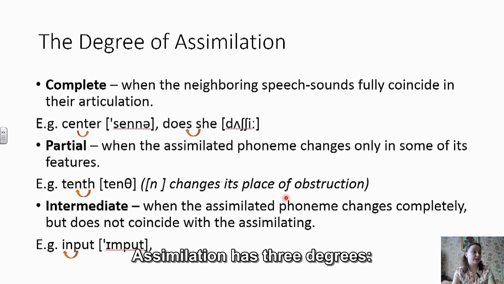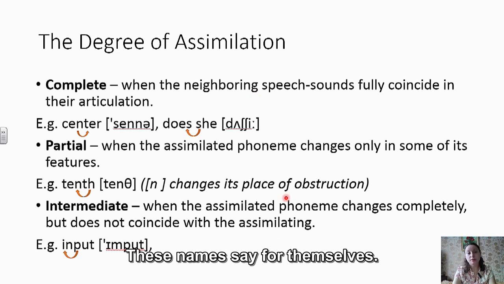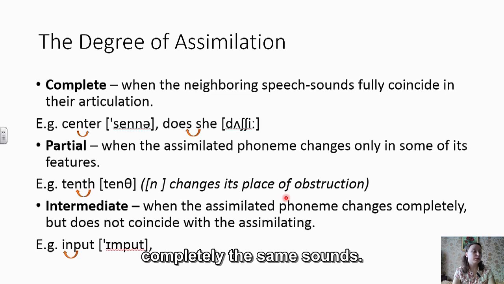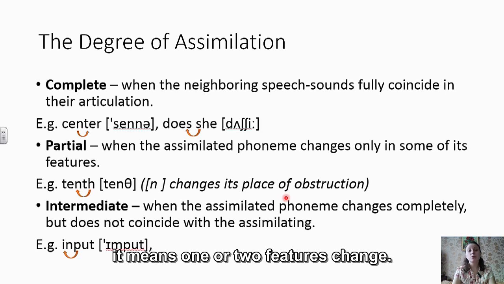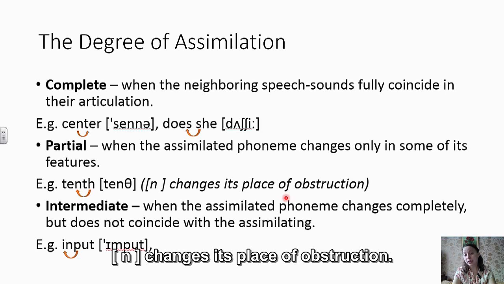Assimilation has 3 degrees: complete, partial, and intermediate. These names say for themselves. In the complete case of assimilation, the neighboring speech sounds fully coincide in their articulation. It means that they become the same, as in center. So we have two completely the same sounds. When sounds change partially, it means one or two features change, but the rest stays the same, as in the word tenth, where n changes its place of obstruction.